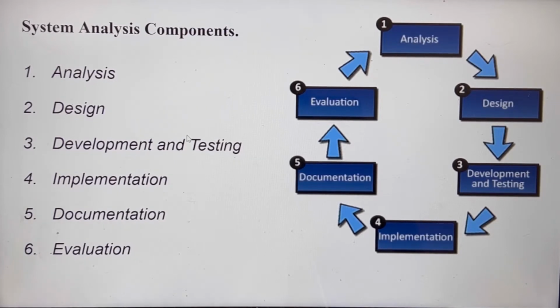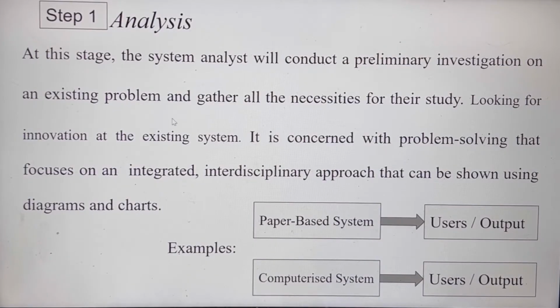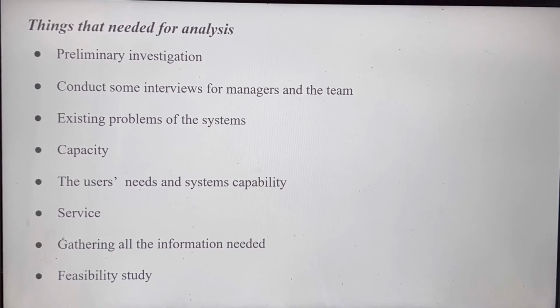Now let's find out the first stage, which is the analysis. It is a preliminary investigation on an existing problem, gathering all the necessities for the study. It is concerned with problem solving. So here are the things that are needed for the analysis. The system analyst needs to conduct some preliminary investigations, and then conduct some interviews with managers and the team based on the current system, finding the existing problems, and gathering all the information that is needed for the projects or the system development. And then the system analyst can decide to do some feasibility study, which is where we're gonna go forward to step 2, which is the design.